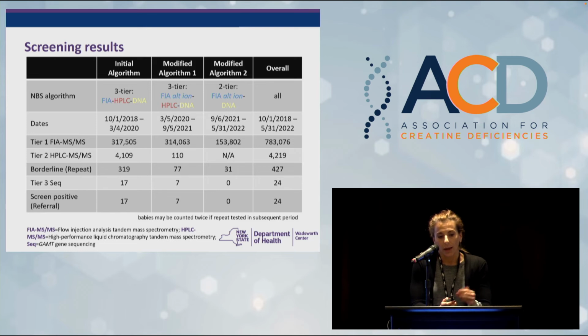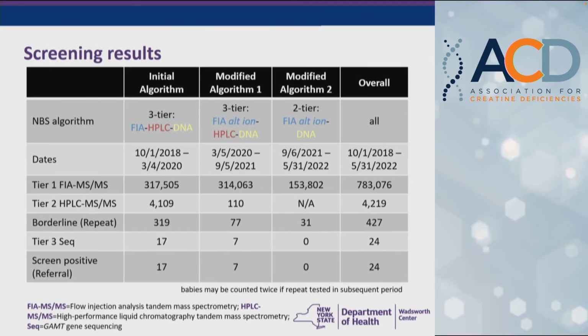Now if we look at our modified algorithms, in the second column, this is using that alternate product ion, the different analysis for the mass spec, alongside the HPLC. We ran both the alternate ion and the HPLC for a little while just to be sure we weren't going to miss anything. And what you can see is we went from needing to test 4,100 babies on that HPLC down to 110. The number of babies that we tested was about 315,000 for both. So that modified product ion significantly improved our test.